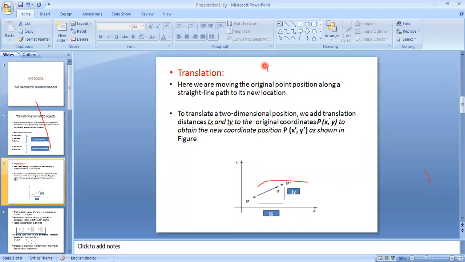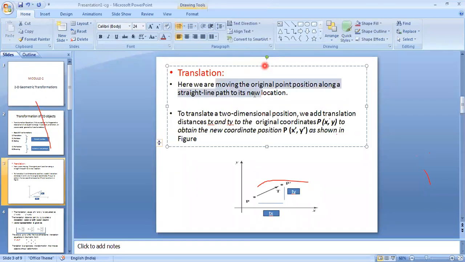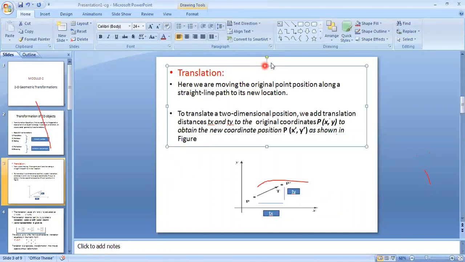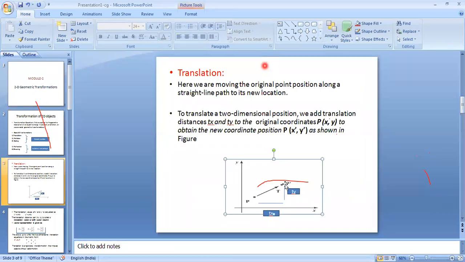I think everyone can see this slide. In this slide, you can see this point P and P dash. P is my actual point that I have written. Now I need to apply translation to this object. What do we mean by translation? I need to move my point P to P dash, that is, move my point from here to this position. We will see how to do that mathematically.